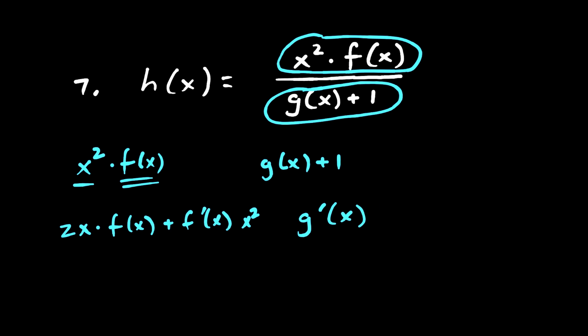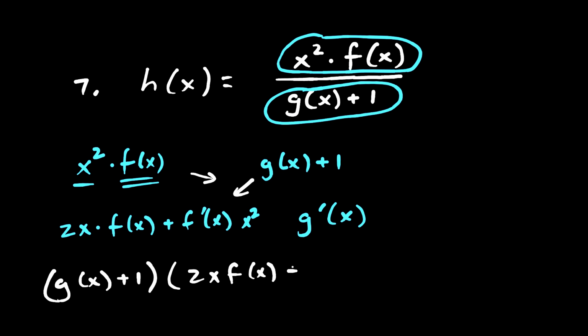We're going to go ahead and cross multiply. So, you know, this one's going to go that way, this one's going to go that way. So down here, we're going to have the whole thing, g of x plus 1, put that in parentheses, times this whole derivative down here, which was 2x f of x plus, and I'll rewrite this so the x squared is first, x squared f prime of x.